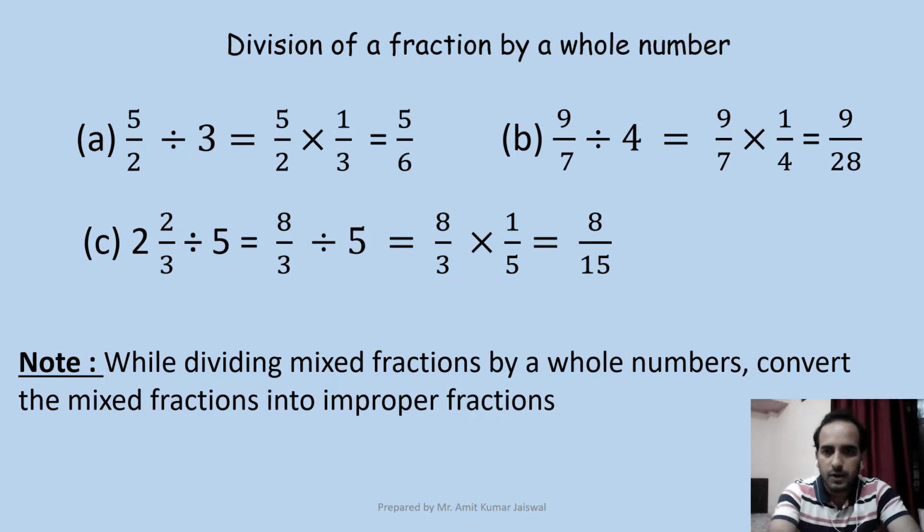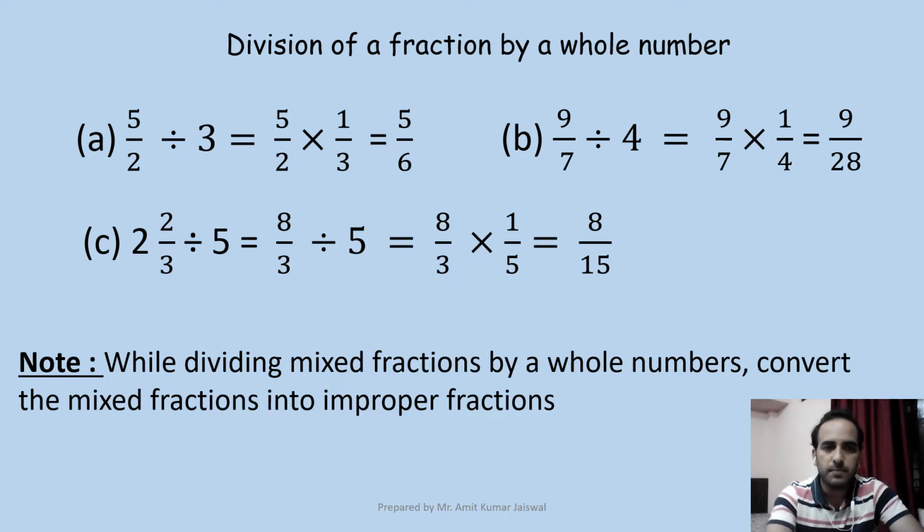In the B part also you can see, we have 9 upon 7 divided by 4. We got the reciprocal of divisor 4, and the dividend we have the same 9 upon 7 as it is. So we convert the sign from division to multiplication once we get the reciprocal of the divisor. So 1 upon 4, that is the reciprocal of 4, and the product is 9 upon 28.